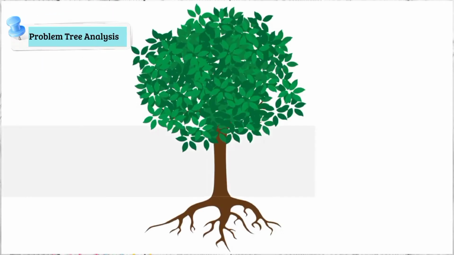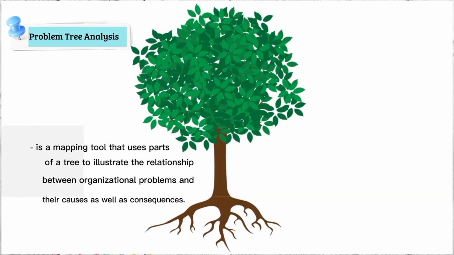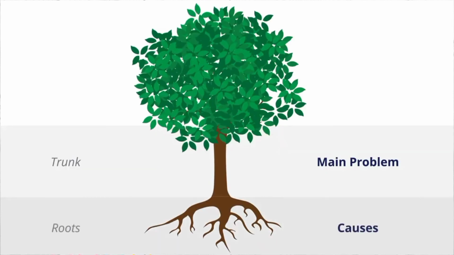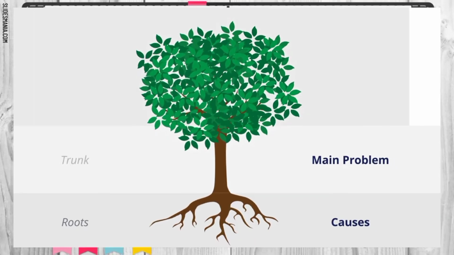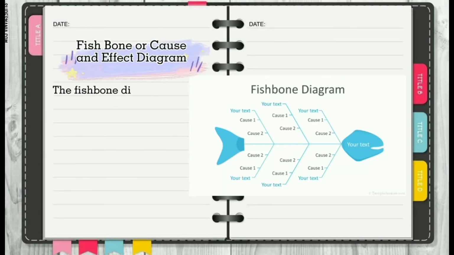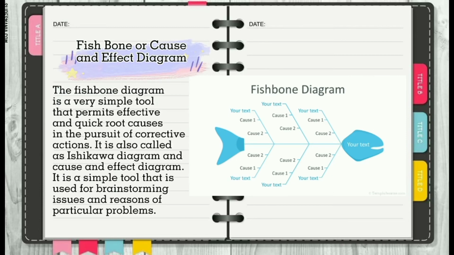Problem tree analysis is a mapping tool that uses parts of a tree to illustrate the relationship between organizational problems and their causes as well as consequences. The trunk of the tree represents the problem identified by the organization, while the roots represent the causes of the problem, and the branches symbolize the consequences of the problem. Another tool is the fishbone diagram. It is a simple tool that permits effective and quick identification of root causes in the pursuit of corrective actions. It is also used for brainstorming issues and reasons for particular problems.